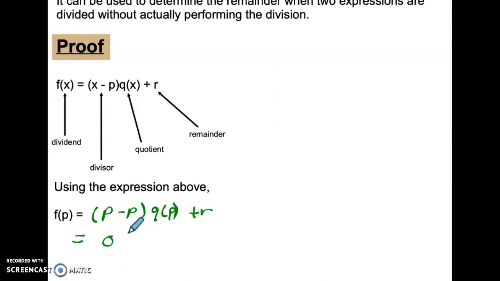And p minus p is, of course, 0 times q of p plus r. And it doesn't matter what q of p is, because when we multiply it by 0, it would go away. And sure enough, we are just left with the remainder. So by plugging in p into our expression, you do get back the remainder, and that is the proof of that.